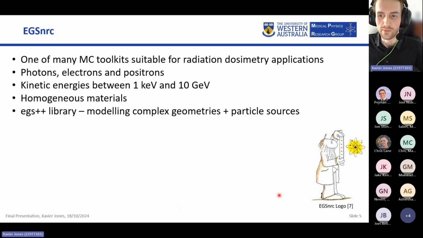EGSnrc is one of the multiple Monte Carlo toolkits suitable for radiation dosimetry applications. It models the propagation of photons, electrons, and positrons with kinetic energies between 1 kiloelectronvolt and 10 gigaelectronvolts through homogeneous materials. It includes the C++ library, which is capable of modeling complex geometries and particles.